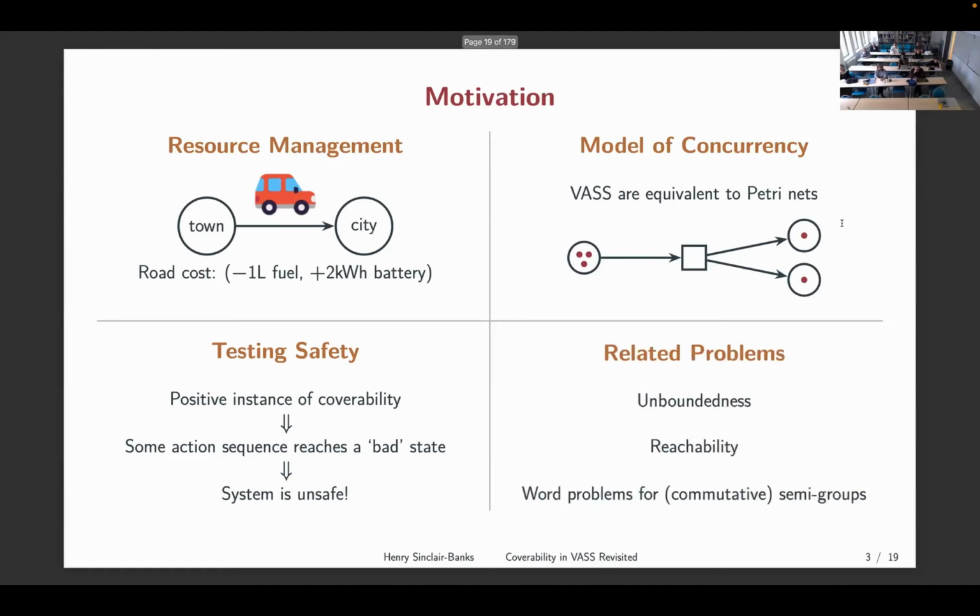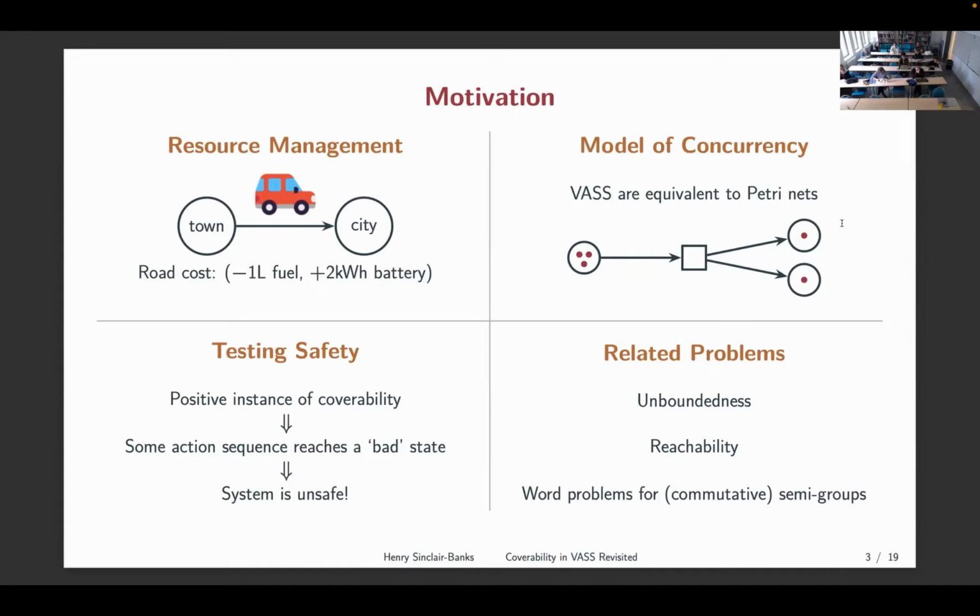And you might be more interested in related problems. Unboundedness is very similar to coverability. Instead of from an initial, can I cover a target, it asks, can I see an unbounded number of configurations? What this will end up looking like is some path to a configuration and then a cycle back to the same state that has a non-negative effect on all the components, and then you can repeat this a number of times. So it's kind of like coverability with a bit extra.